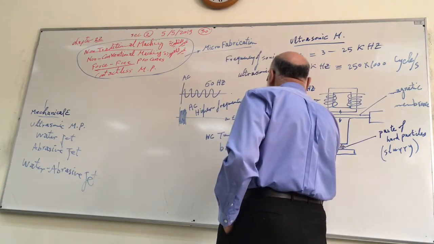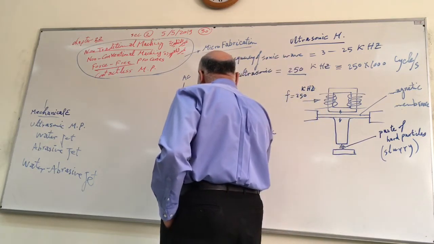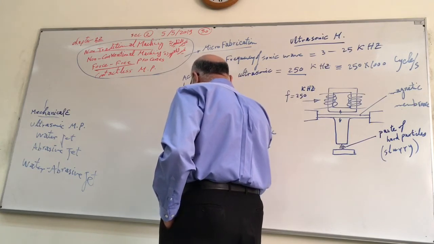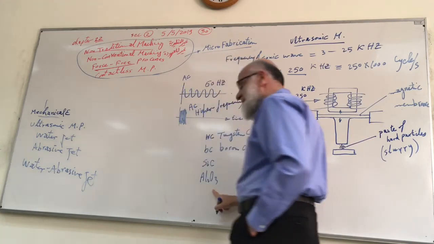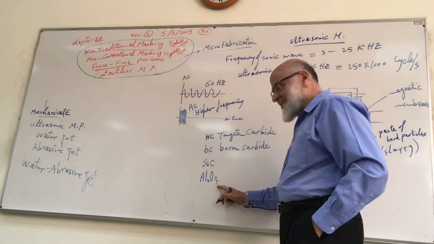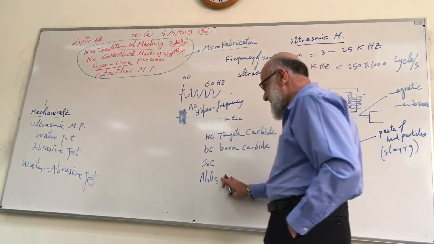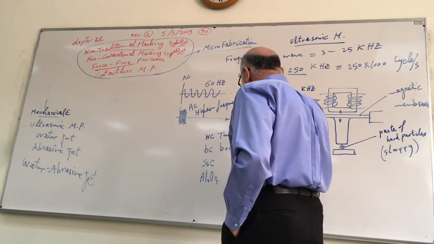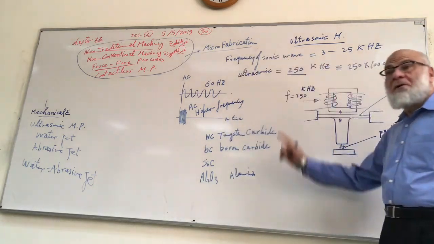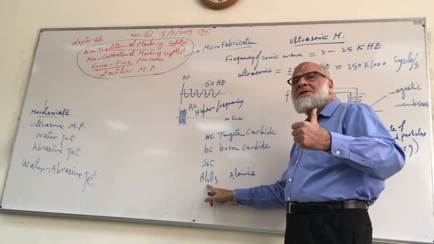Some carbides of some metals, for example silicon carbide, are also used, but we use this one: alumina, aluminum oxide. Last time I said to you that this one is used as hard particles in the machine.